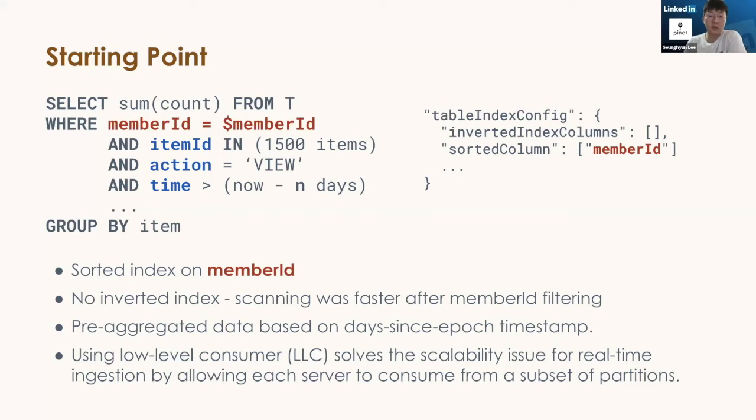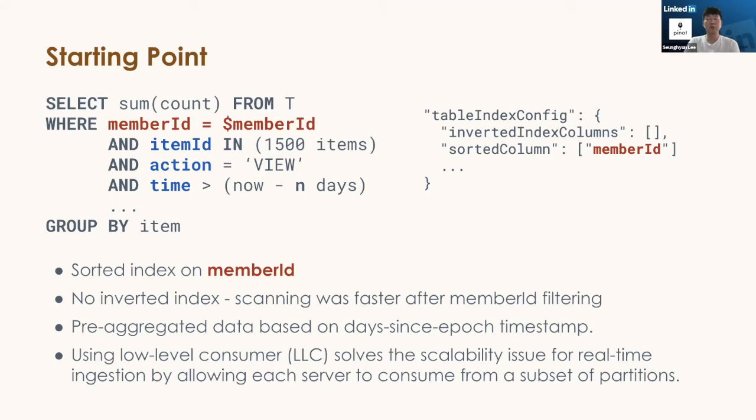So for this particular use case, scanning was actually faster than using an inverted index because the number of rows after the member ID filter was not too large. So scanning cost was actually cheaper than the large bitmap operations by the inverted index. Moreover, we pre-aggregated data based on the days since epoch timestamp to reduce the data size.